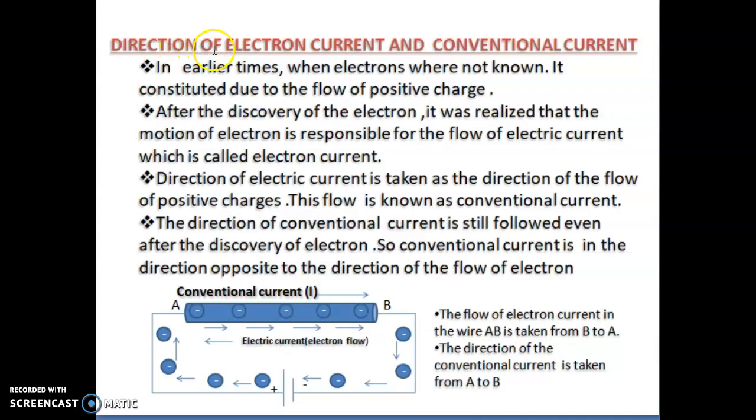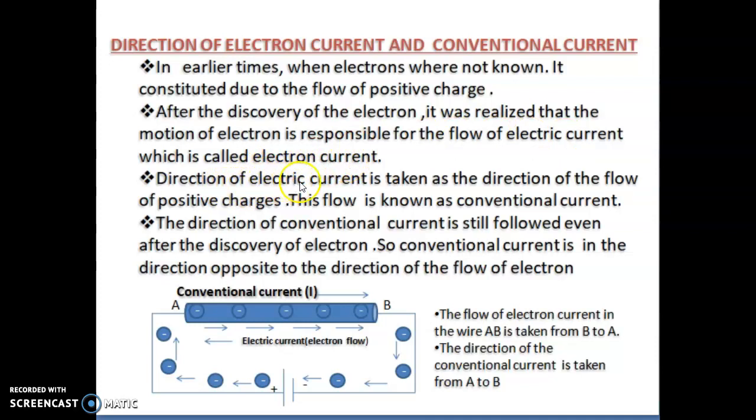Next we can see the directions of electron current and conventional current. In earlier times, when electrons were not known, it was considered due to the flow of positive charge. After the discovery of the electrons, it was realized that the motion of electrons is responsible for the flow of electric current, which is called electron current.